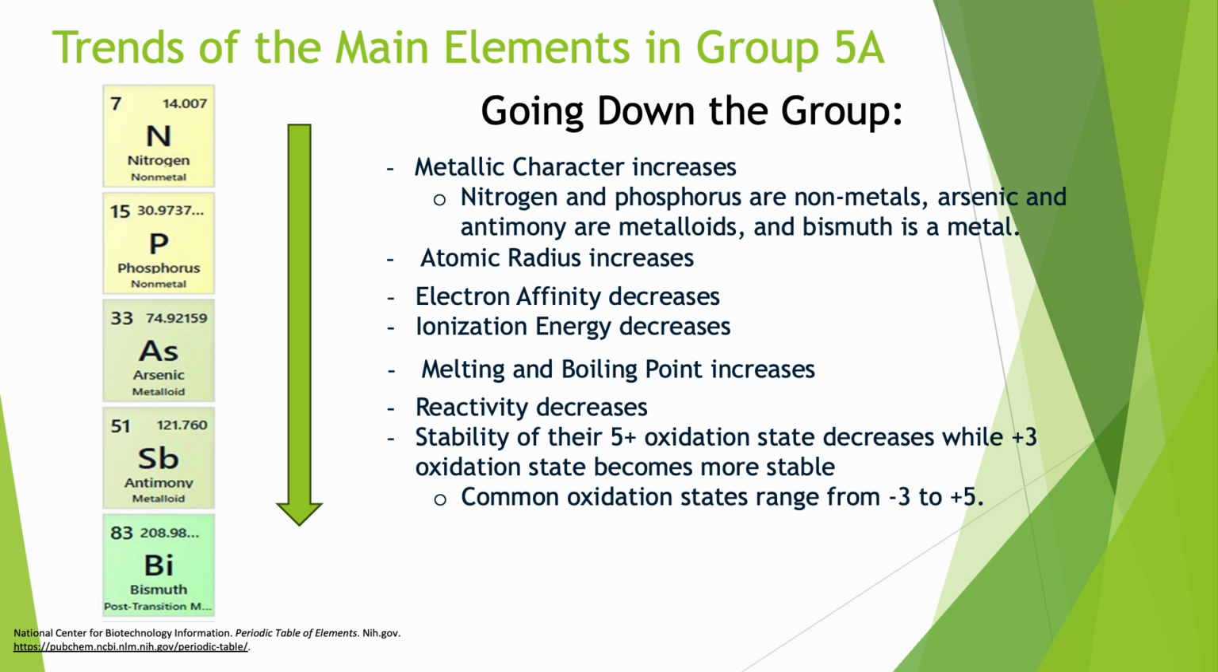Finally, common oxidation states from group 15 elements range from -3 to +5. Because they have 5 valence electrons, they can achieve a full outer shell by either gaining, losing, or sharing electrons, which gives them a range of possible oxidation states.